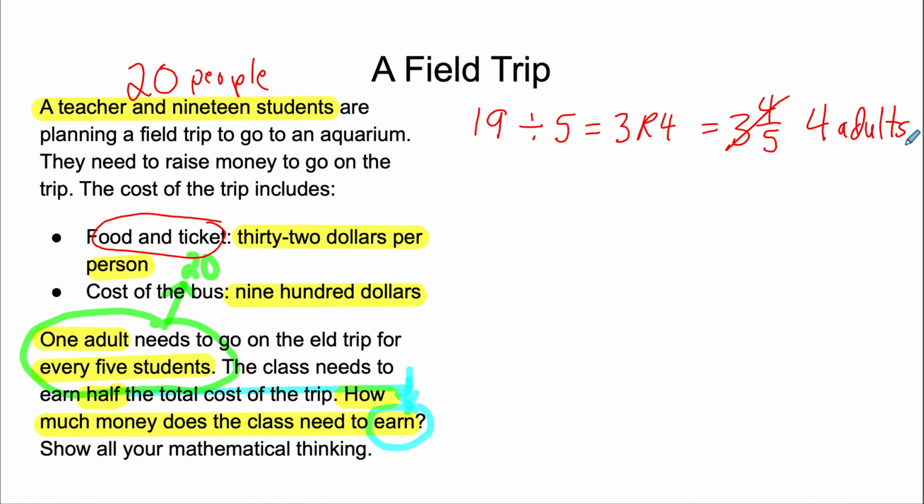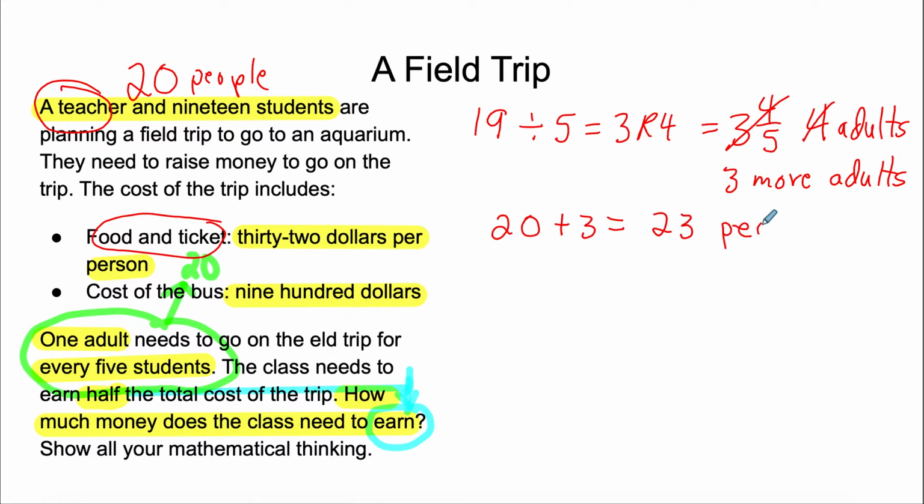But do I have an adult going already? Yes, I have the teacher. The teacher is an adult. So what am I going to do? I really need 3 more adults. And since I need 3 more adults, that means I now know I have 20 plus 3. So I'm going to have 23 people on the trip.